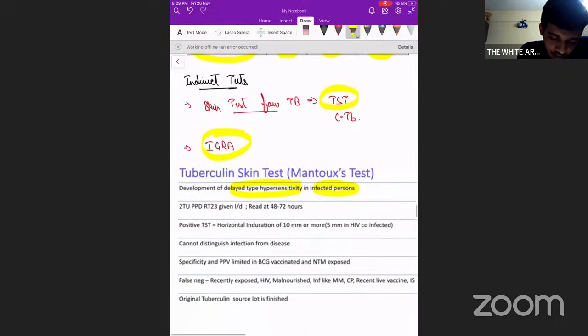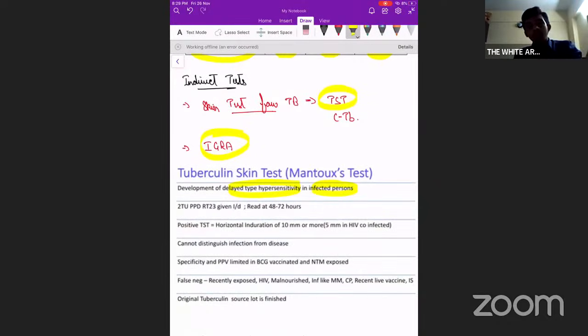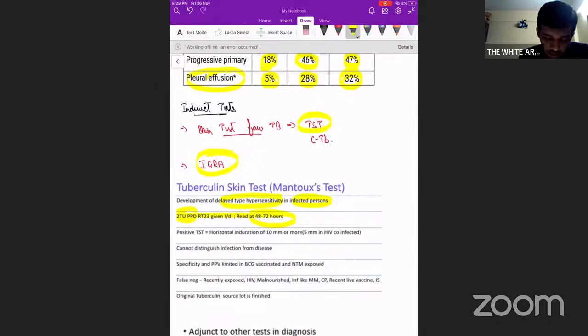How do we do it? Intradermally, we inject it over the left forearm, over the upper one-third and lower two-thirds junction of the medial aspect of the left forearm. How much do we give? 2 tuberculin units, given intradermally, and it is read after 48 to 72 hours. When do we call it positive? If the induration is more than 10 mm. In HIV positive children, if it is more than 5 mm, then we call it positive.